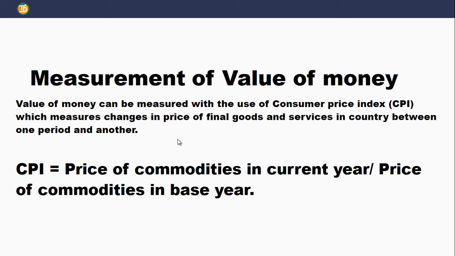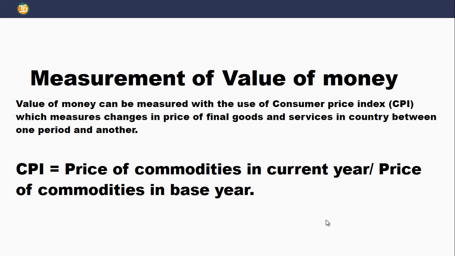Now we want to look at how to measure the value of money. Value of money can be measured with the use of consumer price index. Consumer price index measures changes in price of final goods and services in a country between one period and another. And what's the formula for consumer price index? It is price of commodity in current year divided by price of commodity in base year, multiplied by 100 over 1. That's how to measure the value of money in an economy.